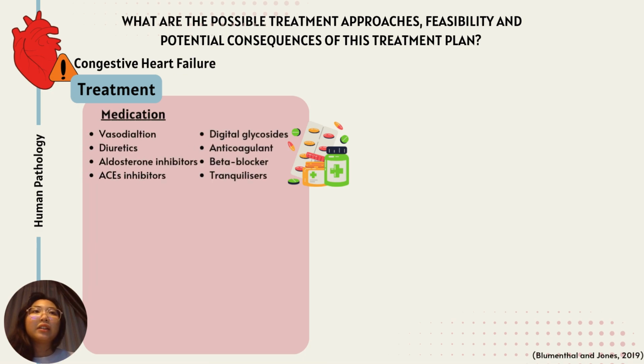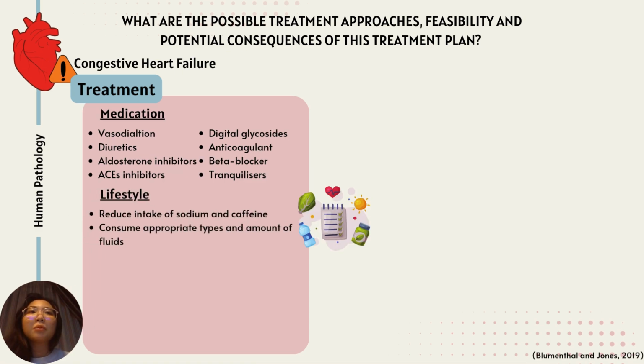Drugs such as vasodilators, diuretics, aldosterone inhibitors, ACE inhibitors, digitalis glycosides, anticoagulants, beta blockers, and tranquilizers are used to treat congestive heart failure. These are used to control the blood pressure, enhance blood flow, and alleviate the symptoms. Treatment is supported by lifestyle modification such as regulating fluid consumption, avoiding caffeine, and restricting salt.